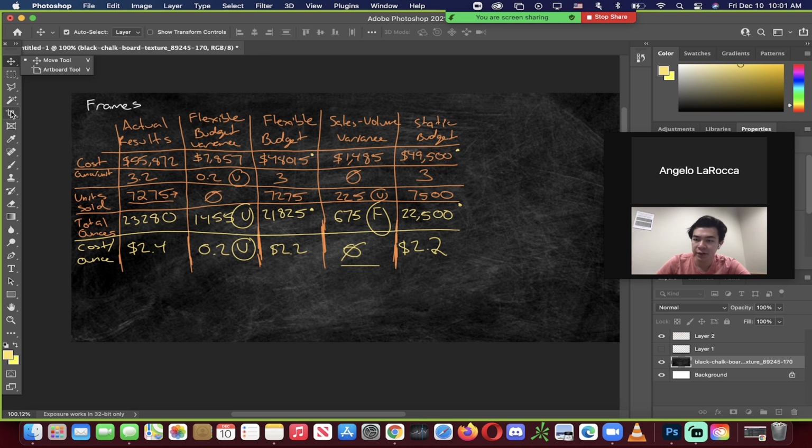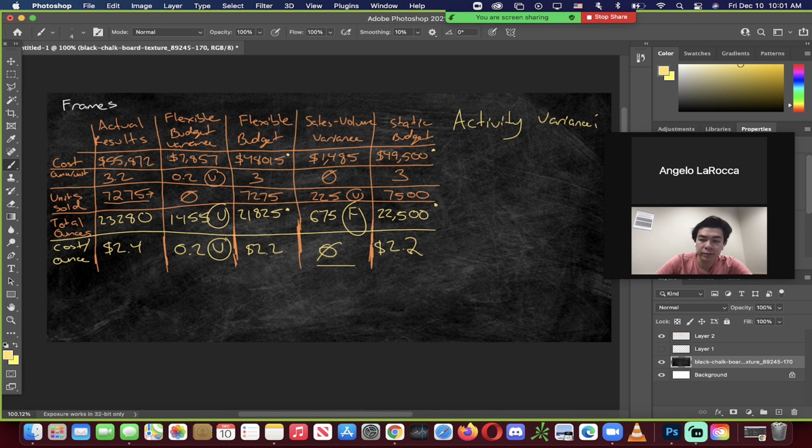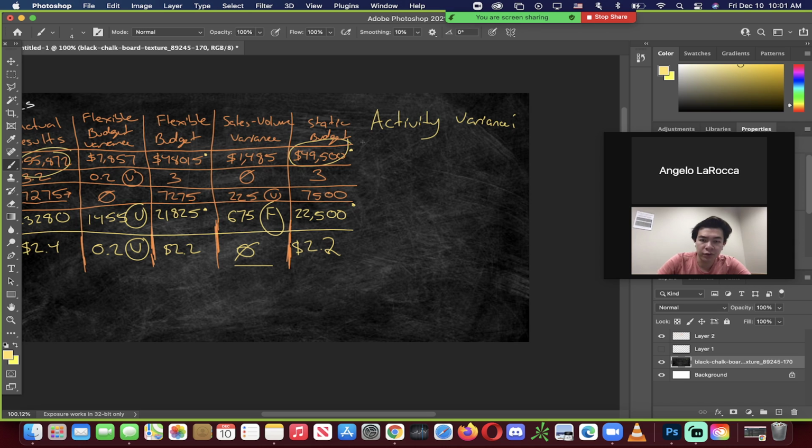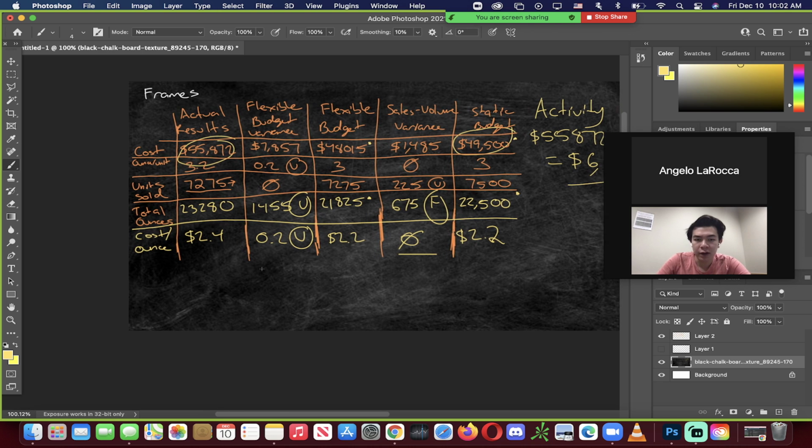So the first variance is I think called activity variance, and activity variance is actually the easiest one. So we'll just do that real quick. Activity variance is going to be this minus this right here. And so let's do that. And we are going to get, I'm just freeballing this right now, but I think 6,372, I believe.